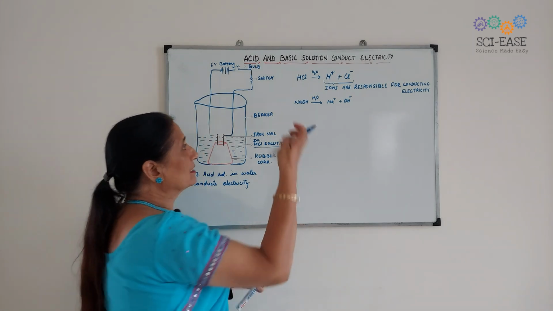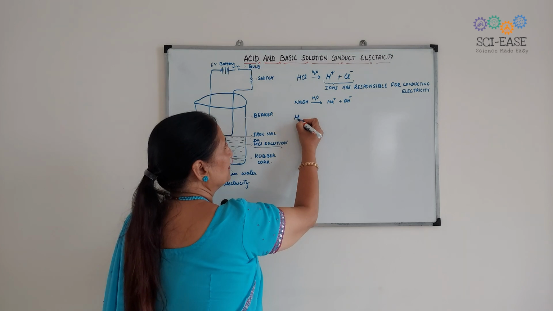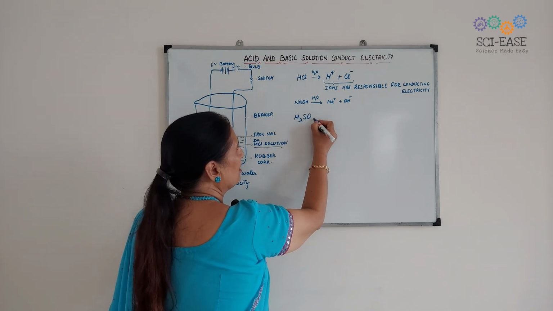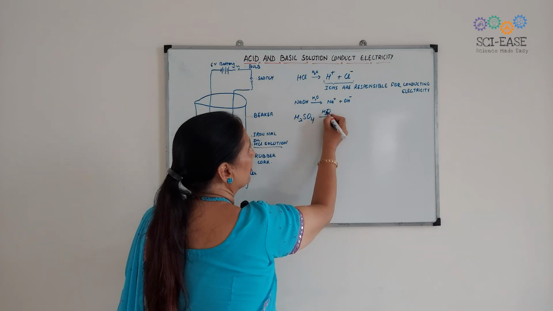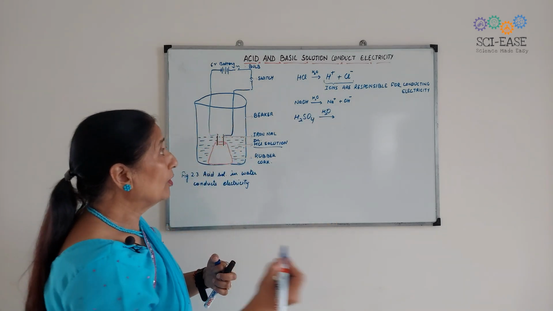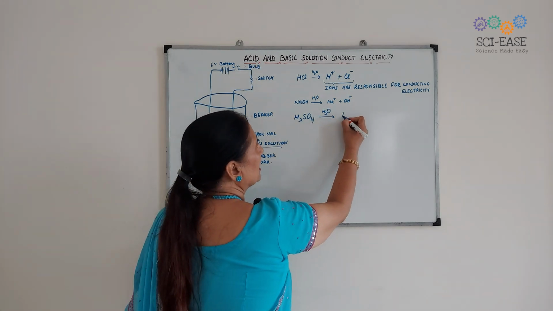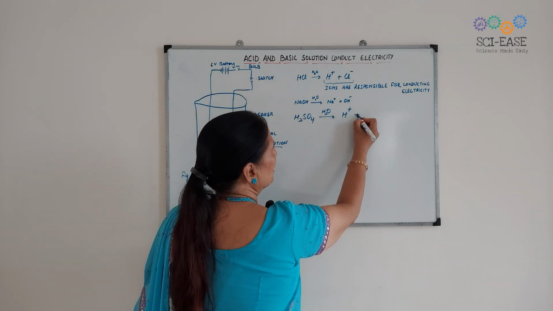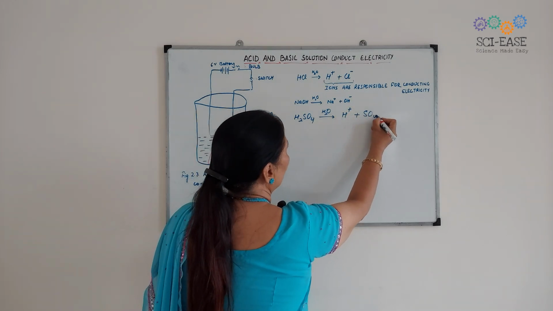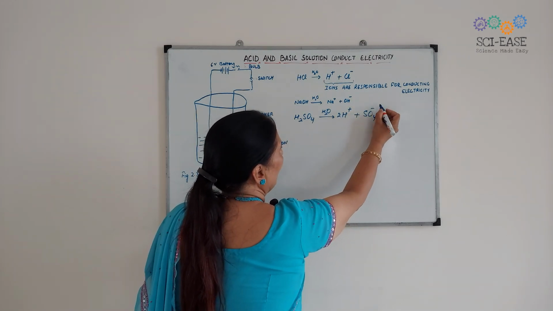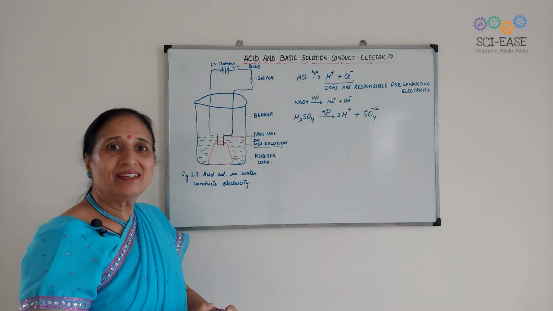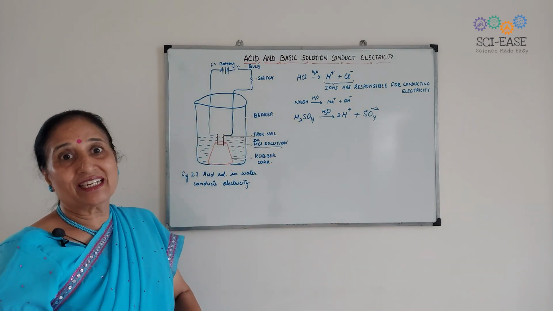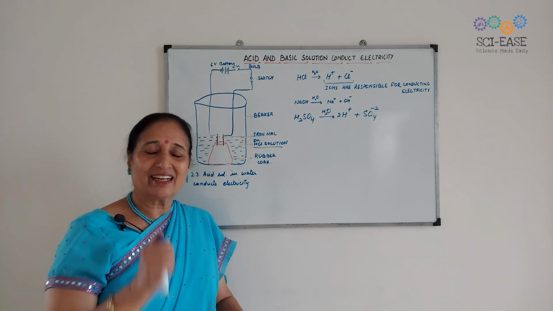Suppose I take sulfuric acid. What will be the result when I dissolve sulfuric acid in water? It will again result in the formation of H positive and sulfate ions. So, a dilute solution of sulfuric acid can also conduct electricity.